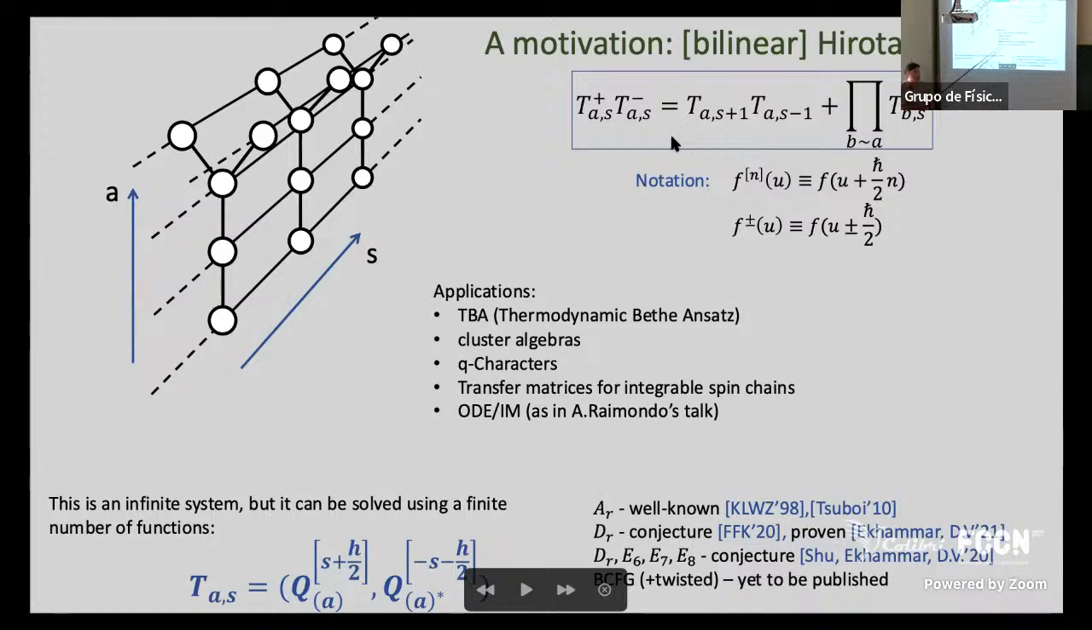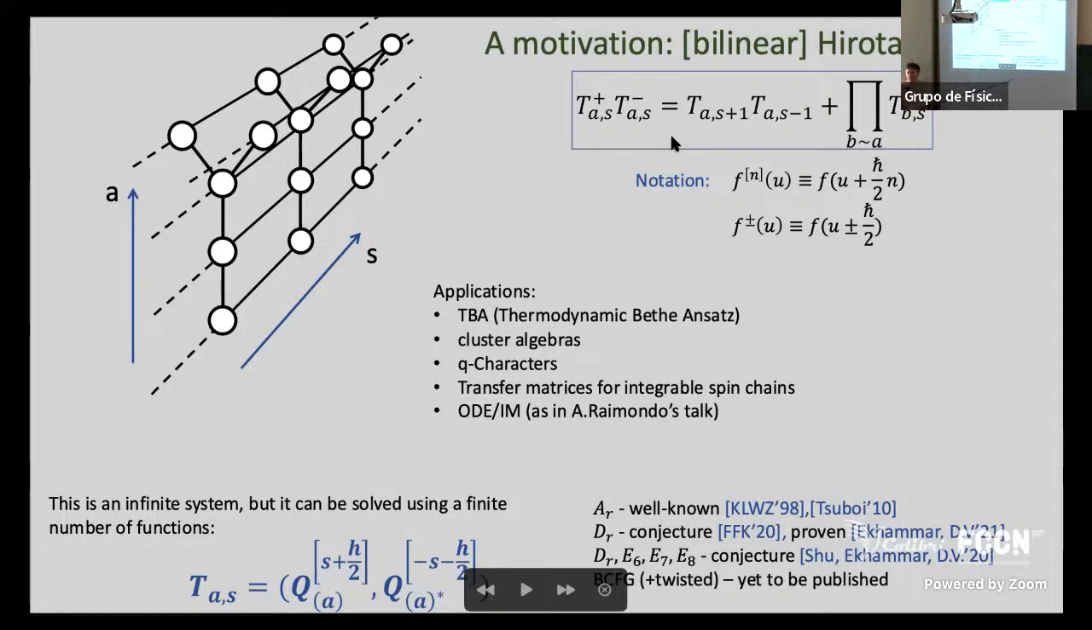If you want to make it less formal, then Q characters become quite explicit transfer matrices for integrable spin chains. And Andrea Raimondo's talk gave us another example. So he did only SL2, so there are no indices A and S. He had just one T. But yes, this is another example.